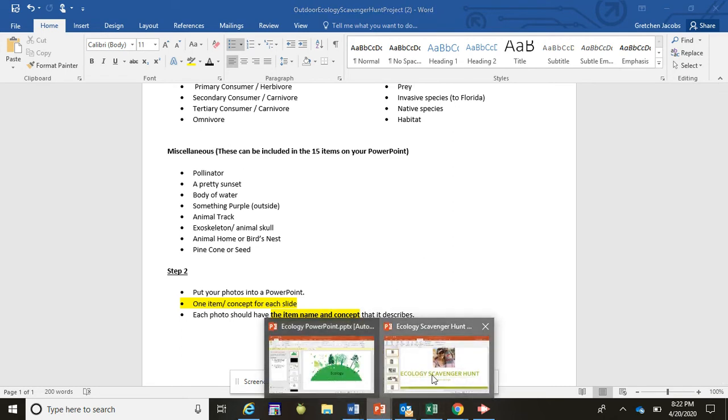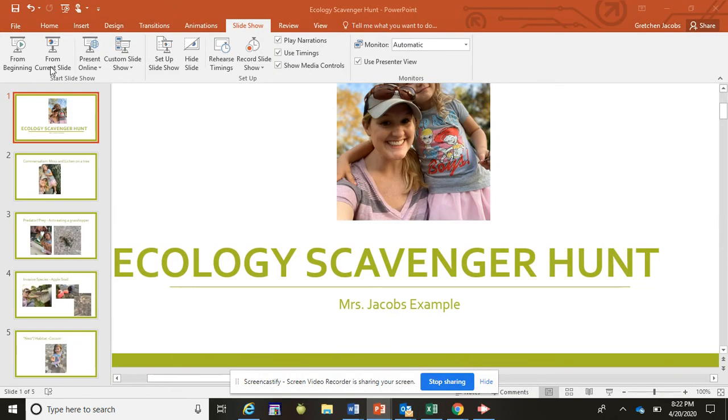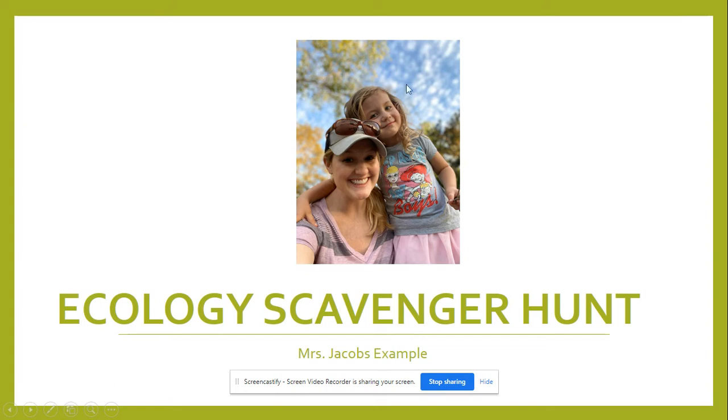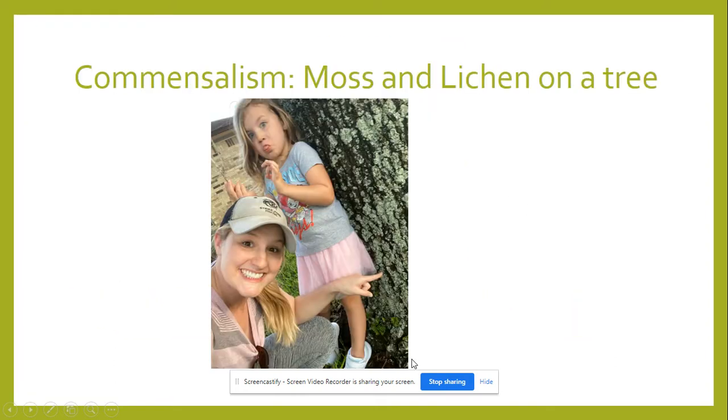Me and Addie went on a walk tonight while Ansley was sleeping. So I just have my title slide, Ecology Scavenger Hunt, Miss Jacobs example. First thing we saw in my front yard was a big oak tree, and it has some lichen and moss growing and little ferns growing on it. This is an example of commensalism because the tree is unaffected and the lichen and moss get access to nutrients and light.